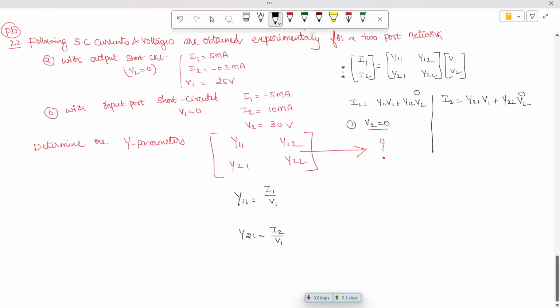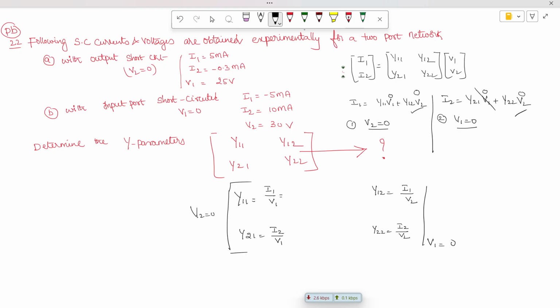y21 is equal to I2 by v1. The second one is we are going to make the input port short circuited. So we want to make v1 as 0. Therefore, the value of y12 is equal to I1 by v2, and the value of y22 is equal to I2 by v2. So this is what is actually given in the problem. These are obtained by making v2 equal to 0, and these are obtained by making v1 equal to 0.